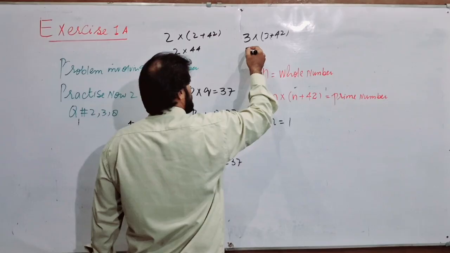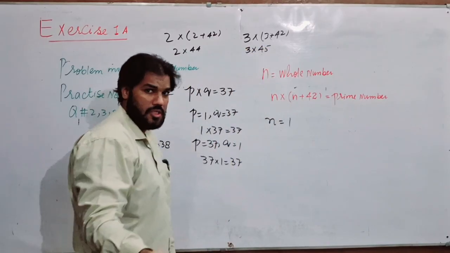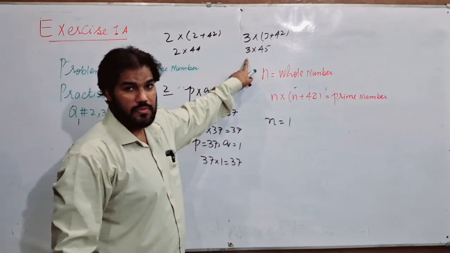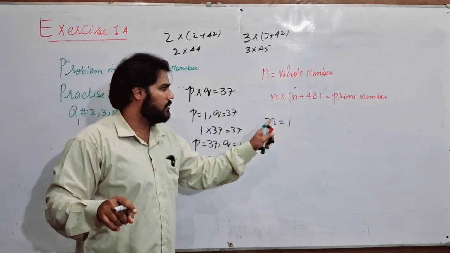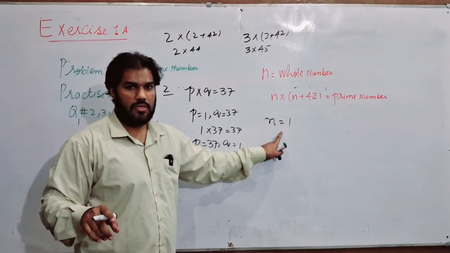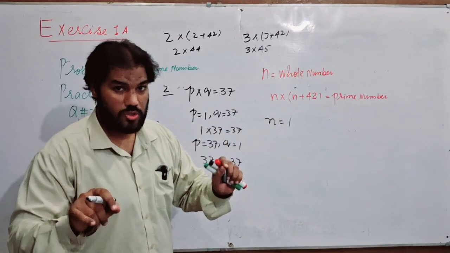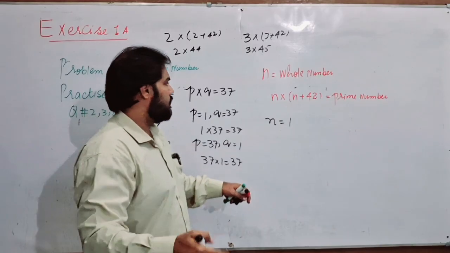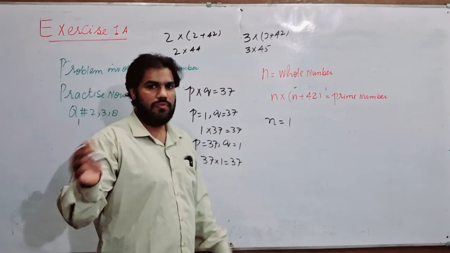Again, you can observe that this is 3 into 45. Again, this number is a multiple of 3, clearly divisible by 3. So there is no option. If you want this number to be a prime number, there is no option other than 1. So you can only plug in n is equal to 1. Otherwise, whatever you put for n, the complete number will be a multiple of that n.